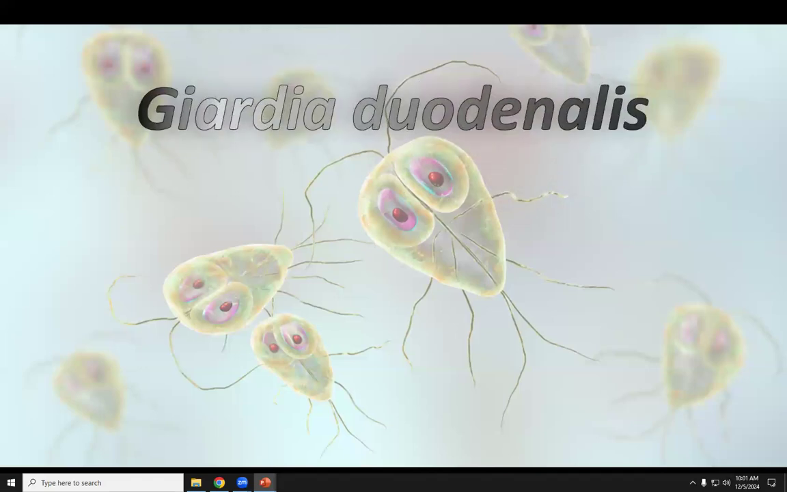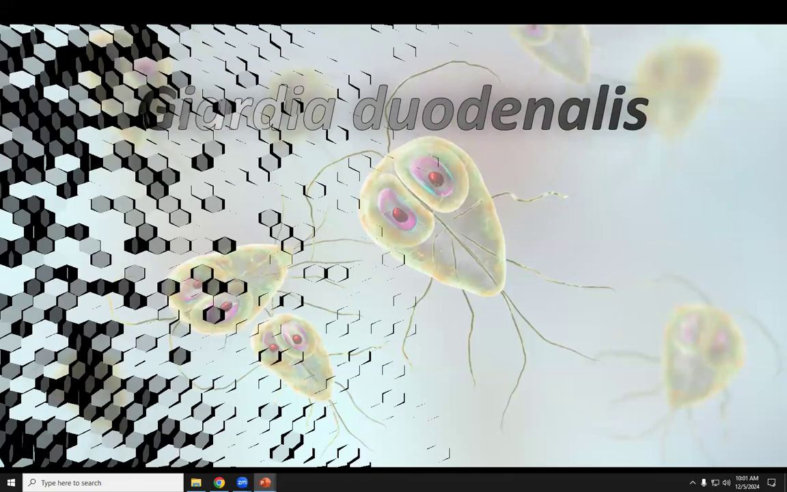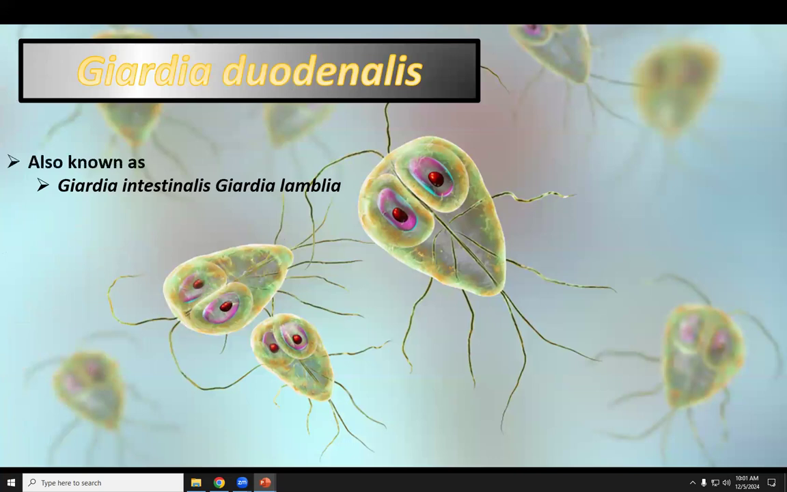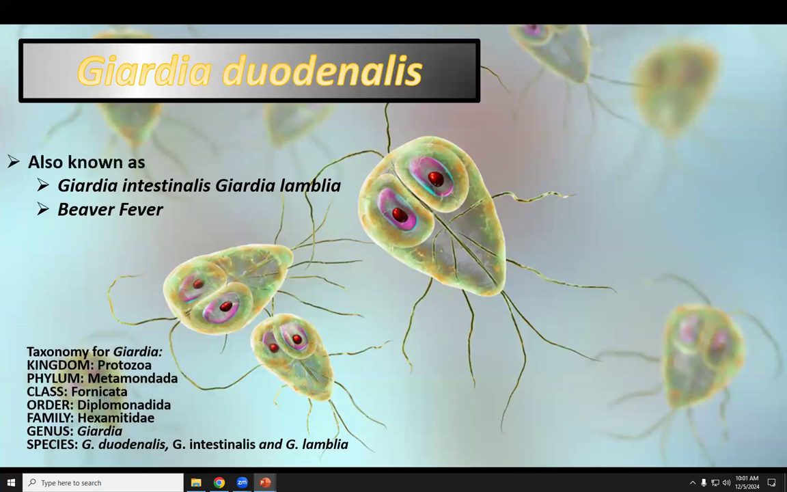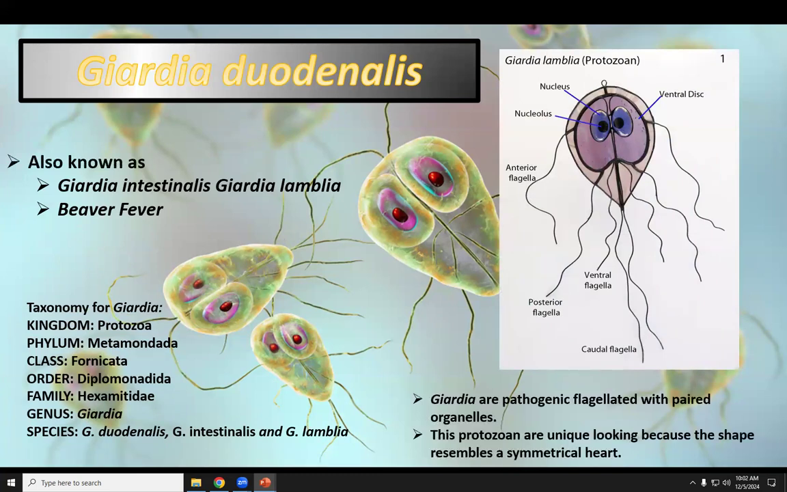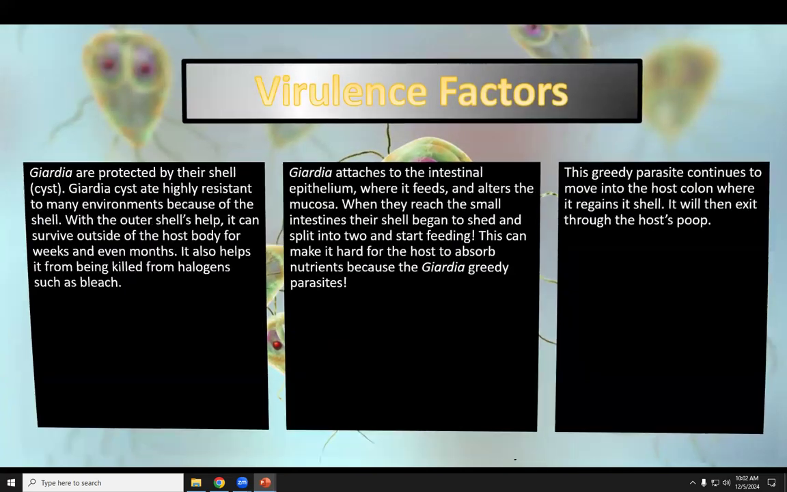Talking about Giardia today. Giardia is also referred to as Giardia lamblia and beaver fever. It's a protozoa. It's unique in appearance because it looks like a heart and it's symmetrical. They kind of look cute, but they're mean.